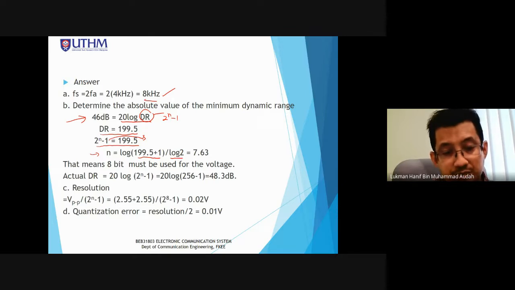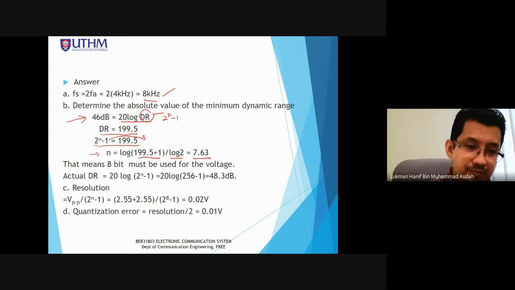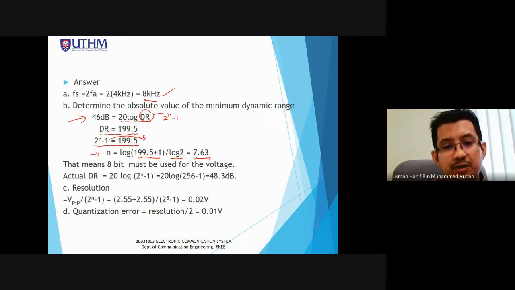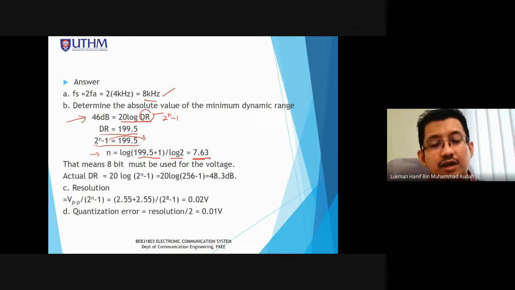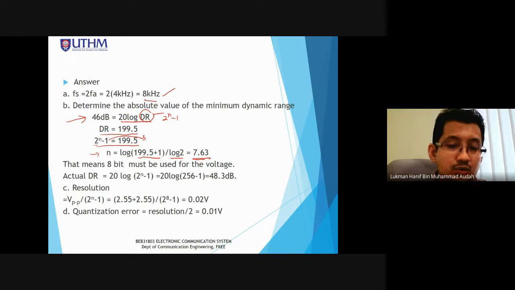Okay, log 2. Because this is 2. So this is equal to 7.63. 7.63 bit. Macam mana nak guna 7.63 bit? Okay, bit itu dalam decimal, tidak ada point. 1, 2, 3, 4, 5, 6, 7, 8 dan seterusnya.